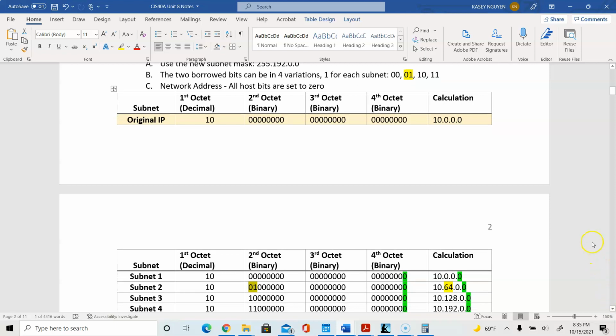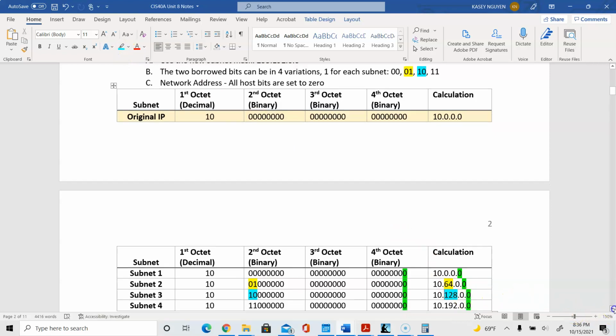Then we need to take a look at the third network, or the third subnet, and that will be the variation of the 10. So the 10 will be here after the first octet. And if we convert this octet into decimal, we would have 128. So our network address, when you put all the last bits to 0, that's what it tells you here, then you would have 10.128.0.0.